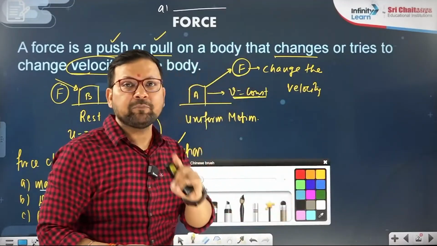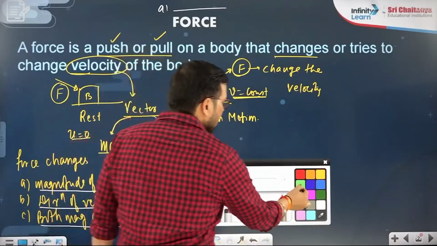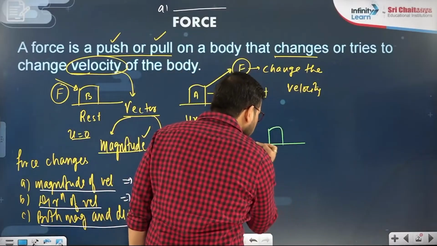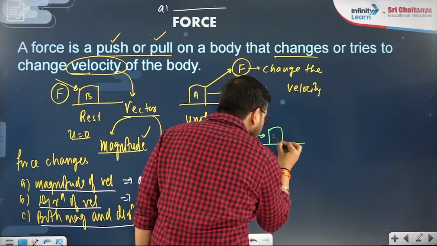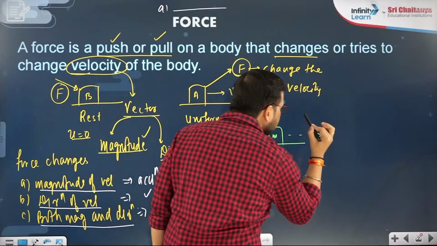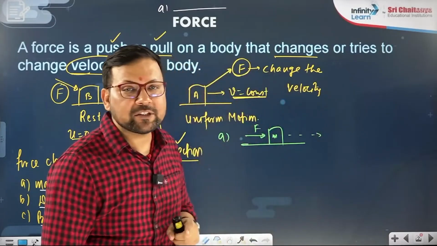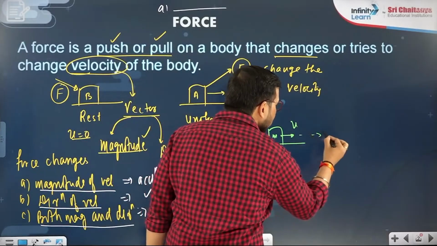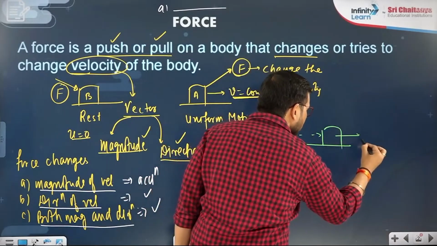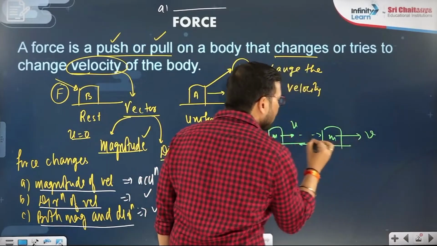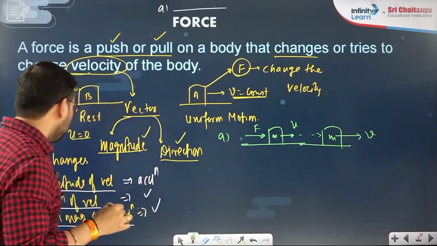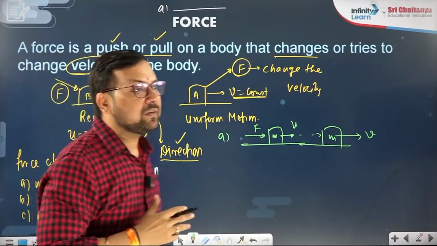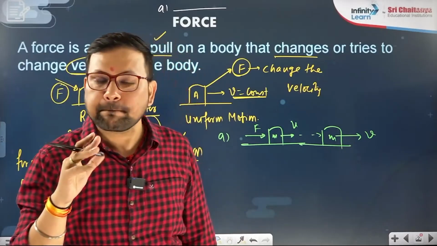See, I am drawing the example. You tell me which option it is. First, here is the block. On this block, a force is being applied and this force is changing something. What is being changed here? Magnitude is being changed. It was moving, let's say earlier, with U. Now it is moving with V. This is an example of which case? What is being changed? Magnitude changed, direction changed, both changed. This is A. Magnitude.